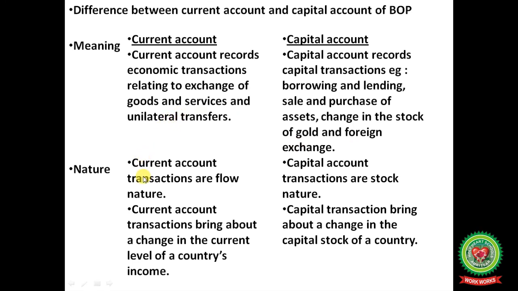Second, under the current account, transactions are of a flow nature, meaning that in this, the trade of goods and services is for a particular financial year. And the capital account transactions are of a stock nature, like there is an increase in the stock of gold and foreign exchange reserves. Current account transactions bring about a change in the current level of the country's income, and capital transactions bring about a change in the capital stock of a country.